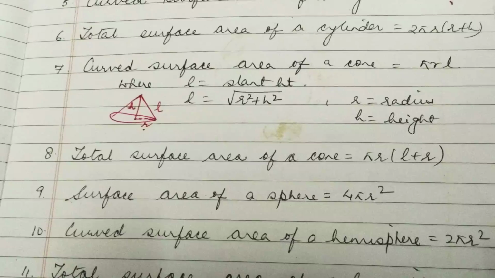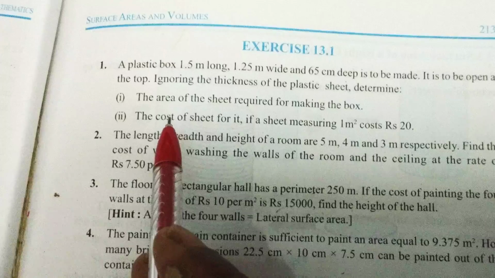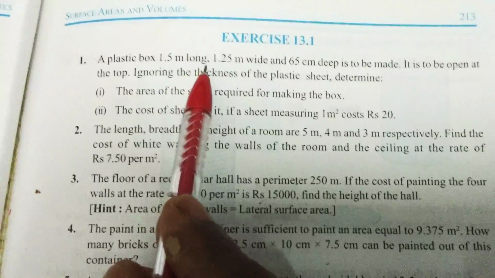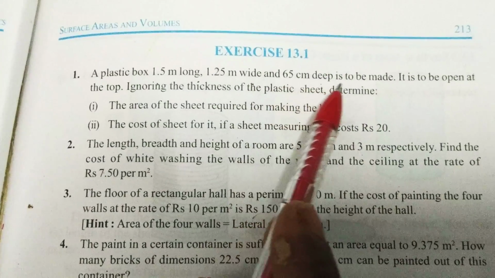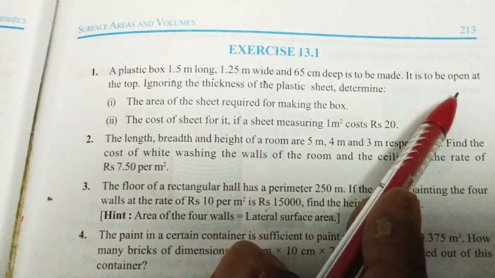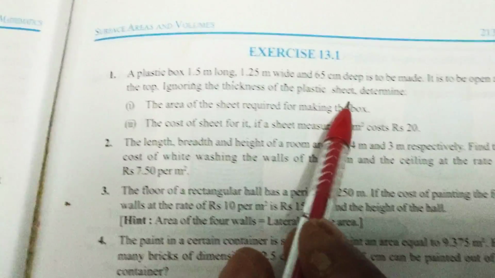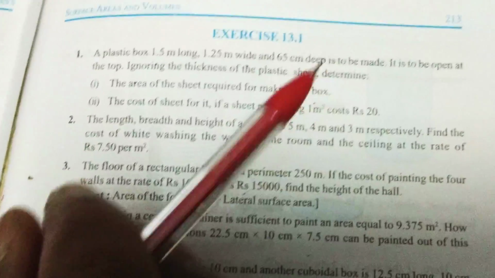Now we will start with exercise 13.1. The question given is: a plastic box 1.5 meter long, 1.25 meter wide and 65 centimeter deep is to be made. It is to be open at the top. Ignoring the thickness of the plastic sheet, determine the area of the sheet required for making the box.